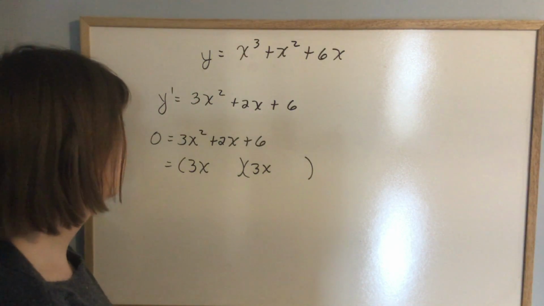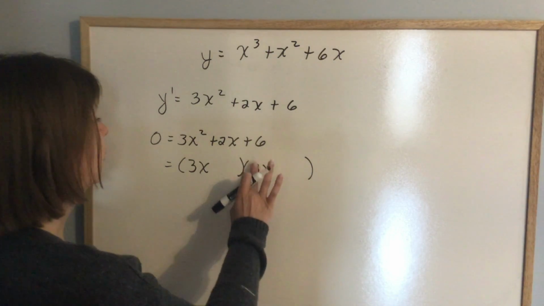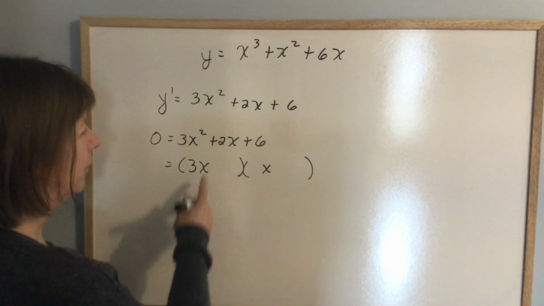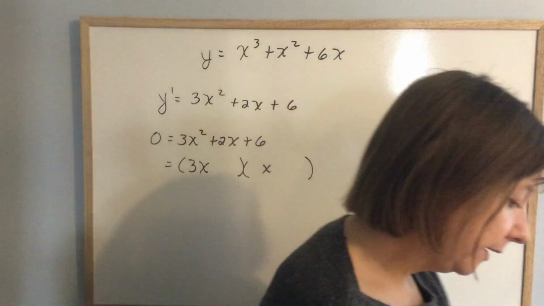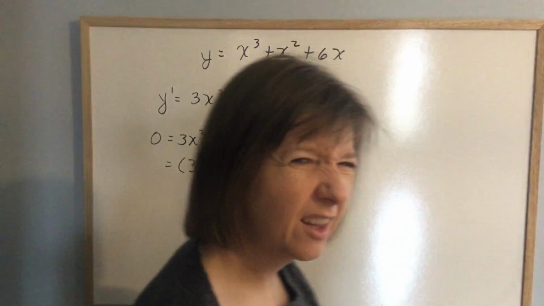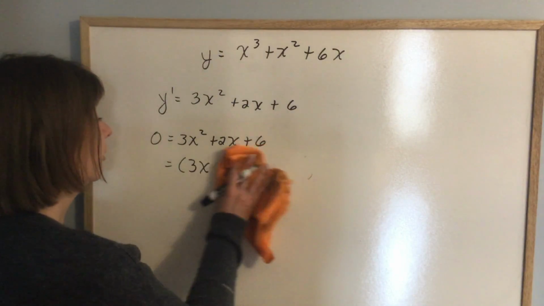I don't know what that is. Maybe I won't try and factor. Oops, that should be just 1x. But I still don't know how I'm going to make it equal to 2 in the middle. So that means I'm stuck. I didn't like you guys very much, eh? So that means I'm stuck doing the quadratic formula.